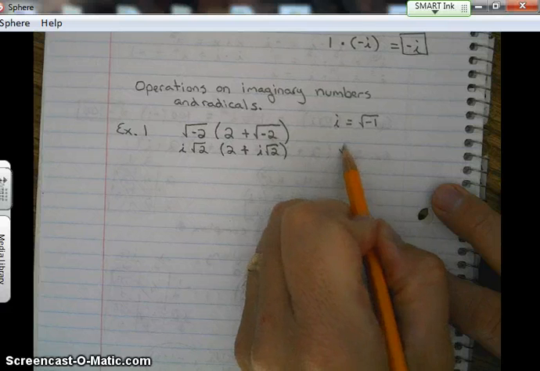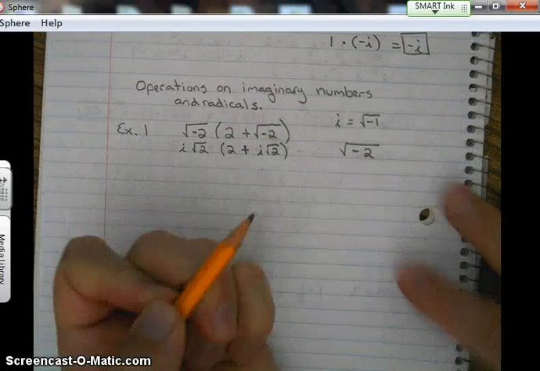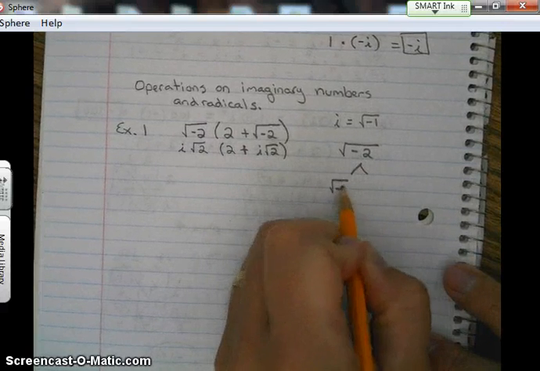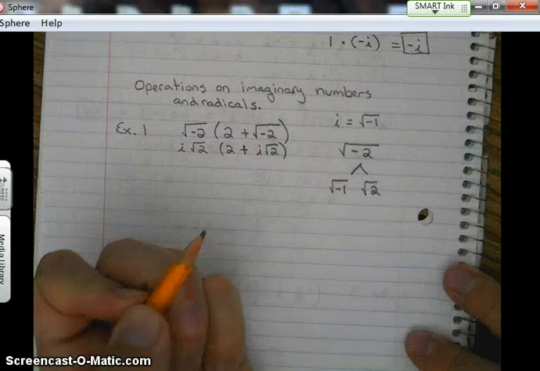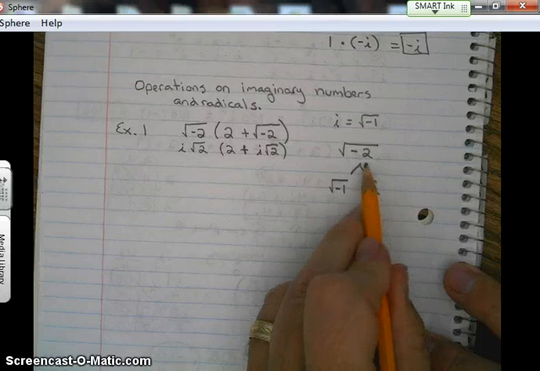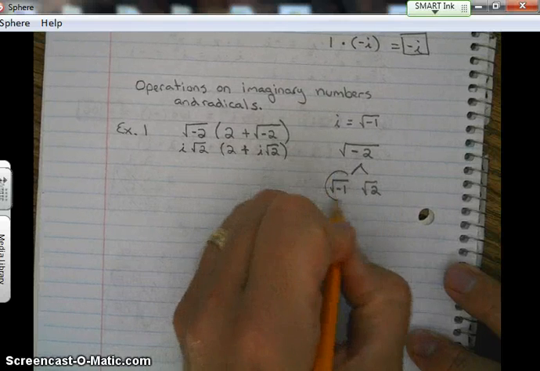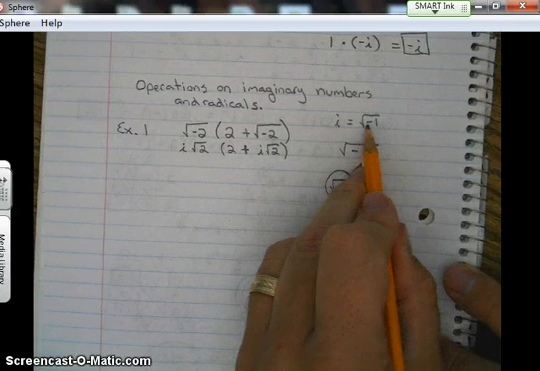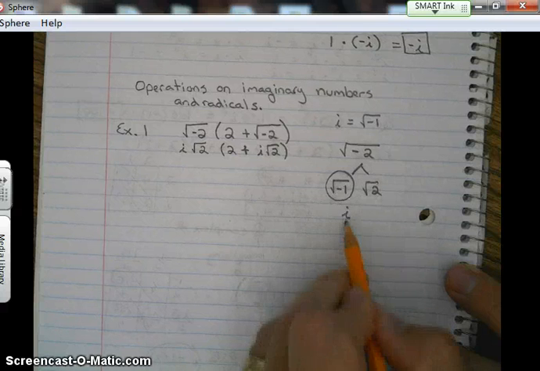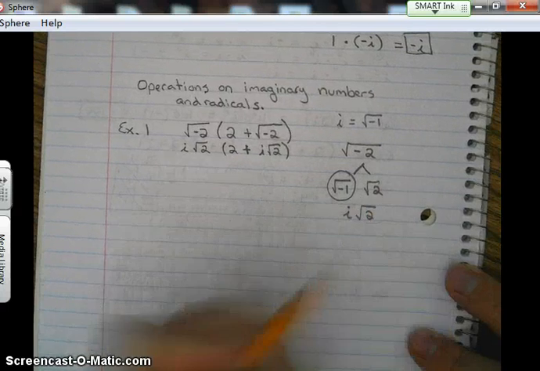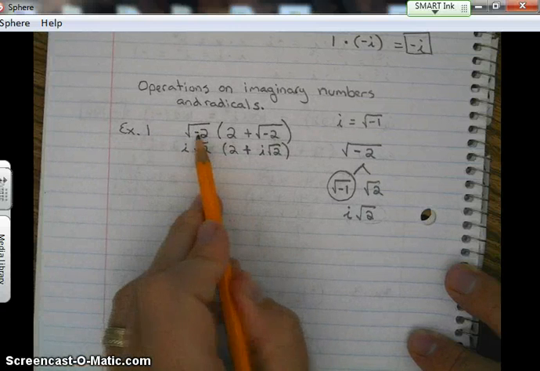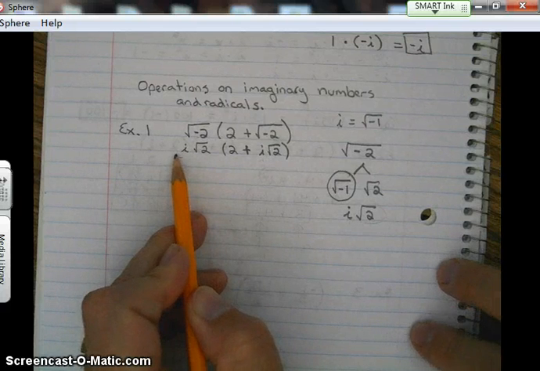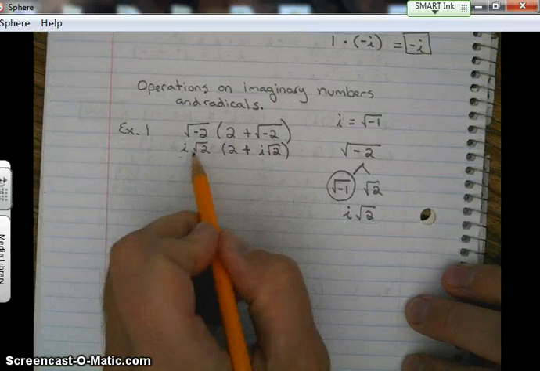When you have a negative under the radical, this is the same thing as the square root of -1 times the square root of 2. -1 times 2 is -2. And then we can convert that to an i, because i equals the square root of -1. So we can convert that to an i, and now we have a positive radical. Now every time you see a negative under a radical, you must pull the i out before you do any operations. So now what we would do is we would distribute.